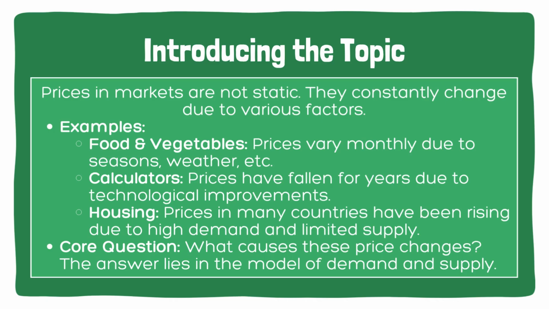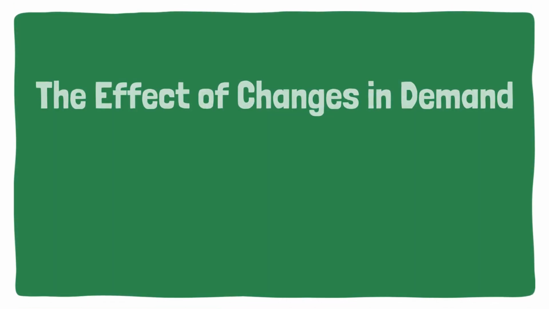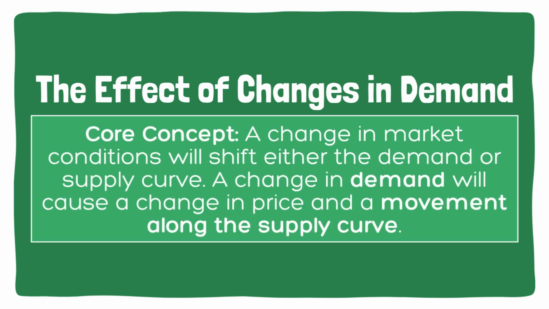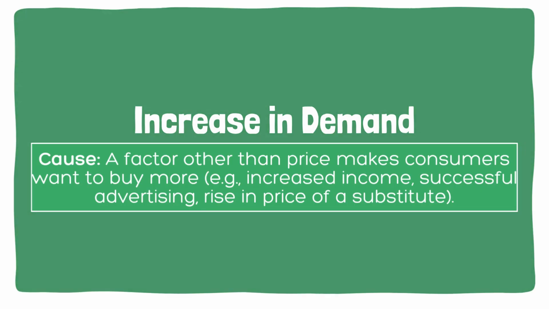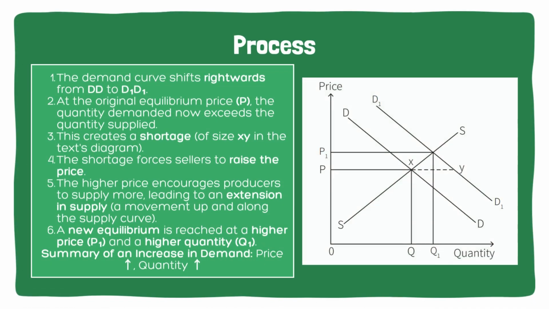So, what exactly causes these price changes? The answer lies in the model of demand and supply. A change in market conditions can shift either the demand or the supply curve. When demand changes, it causes a change in price and a movement along the supply curve. If there is an increase in demand, perhaps because consumers have higher incomes, there's successful advertising, or the price of a substitute rises, the demand curve shifts rightward.